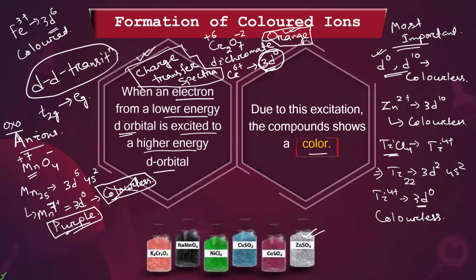Like, again, this is dichromate, and this is chromate, CrO4 2 minus. This is your chromate ion. It is yellow in color. If you find out the oxidation state of chromium, it will come as Cr6 plus. Again, it is 3d0, but it is yellow in color. So the origin will be nothing but charge transfer spectra. Here also it is charge transfer spectra. This orange color is due to charge transfer spectra. These are the anions.